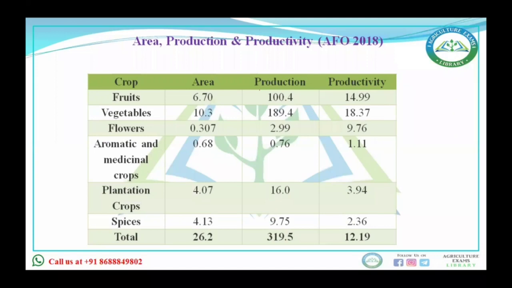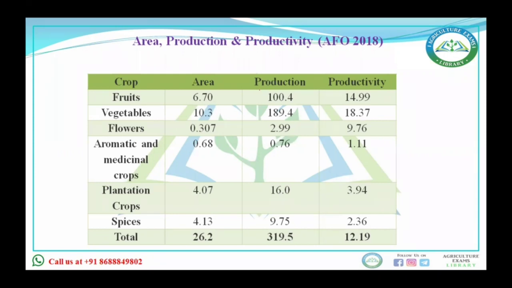Now, if you talk about the area, production and productivity, you can go through it. It is already shared on your screen. From this section, a question was asked in IBPS 2018, and this data is taken from the 2018 horticulture annual report.